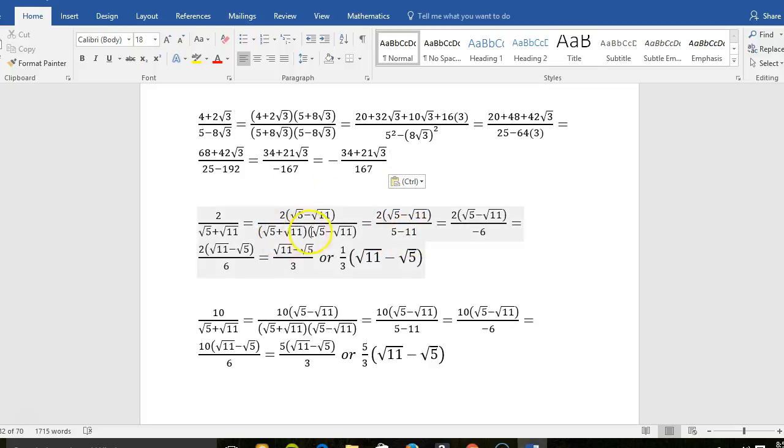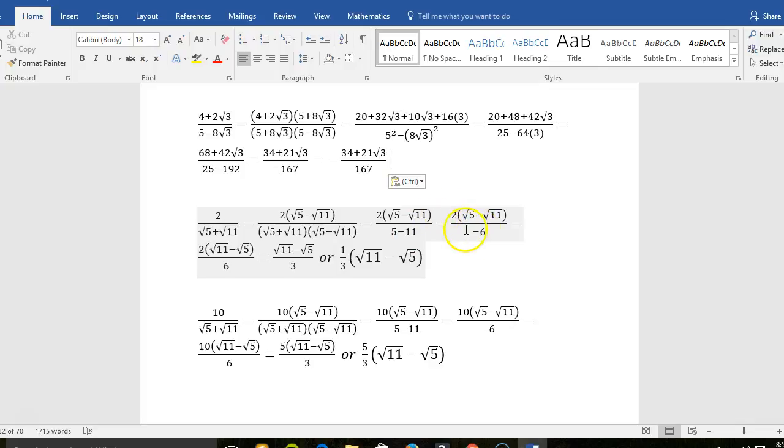Now, because I multiplied the bottom by radical 5 minus radical 11, I've got to multiply the top by the same, radical 5 minus radical 11, and I distribute 2 through that term, so I get 2 times radical 5 minus radical 11. I've not distributed it yet, and we've got 5 minus 11 down here. Actually, let's not distribute it. It's counterproductive because I get a negative 6 down here.